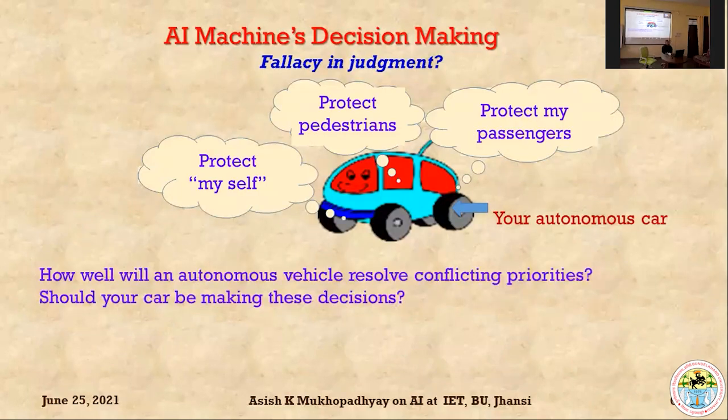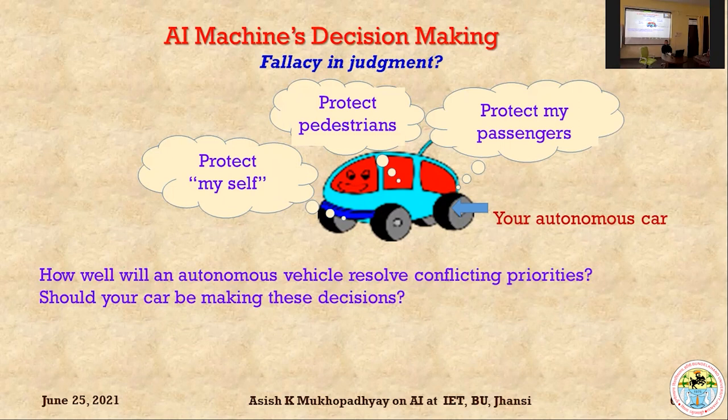For example, fallacy of judgment. Suppose you have an autonomous car and you have the options. The car is a machine, it has a lot of intelligence. It thinks whether to protect itself, the car, or protect the pedestrian on the road, or protect my passengers. Who will get the priority? I can protect only one. This is difficult to solve because the common interest is that first we protect ourselves. So if it is robot made, the robot will try to protect itself, the machine itself, not the pedestrian, not the passenger. This could be a fallacy.